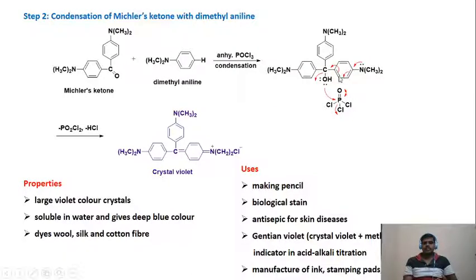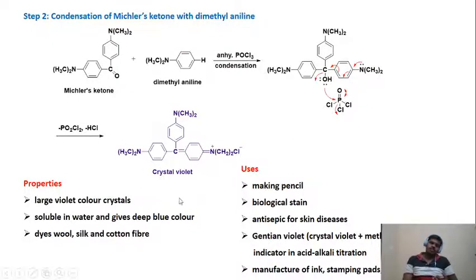This double bond gets shifted into this single bond over here, and this double bond gets shifted over here between this carbon and this, and OH2 goes away along with the POCl2, and the HCl is liberated over here, okay. So this is how minus POCl2 and minus HCl gives this crystal violet, right.